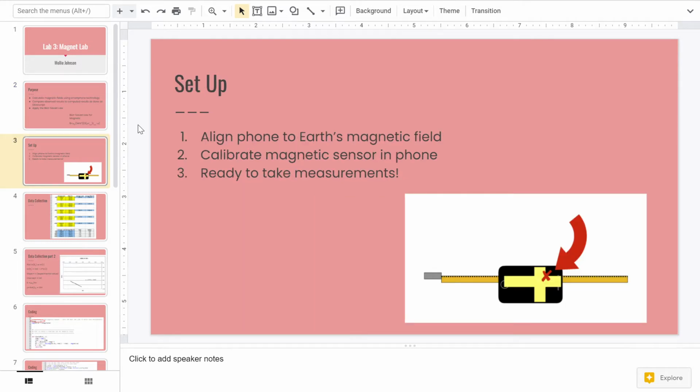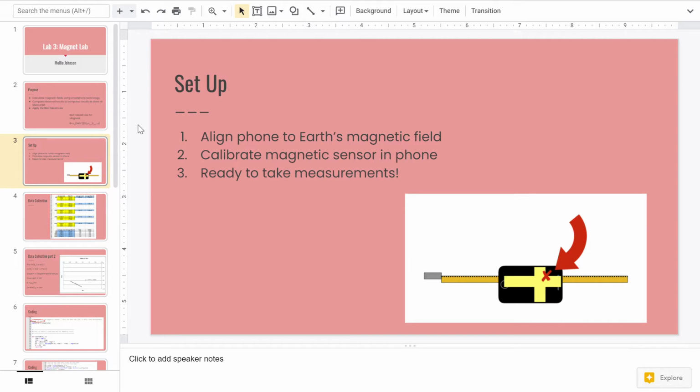Setup. To set up this lab, first I had to align my phone to the Earth's magnetic field. This was because we were only trying to calculate the magnetic field of the magnet, and because the magnet is on Earth, I had to subtract the Earth's magnetic field from the magnetic field of the magnet results to get the best answers. Secondly, I had to calibrate the magnetic sensor on the phone to get the best X and Y values.